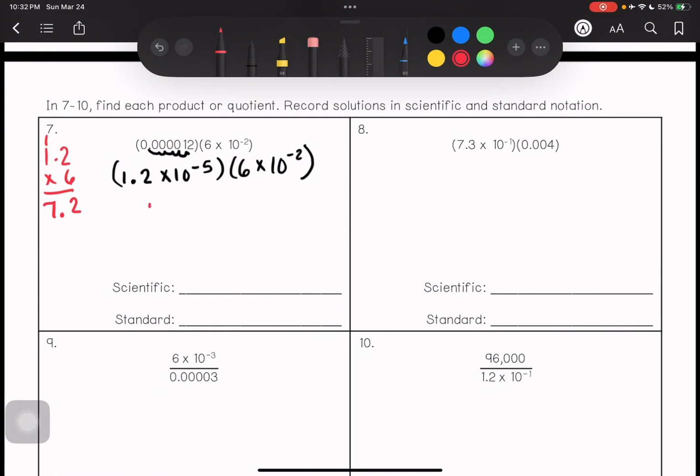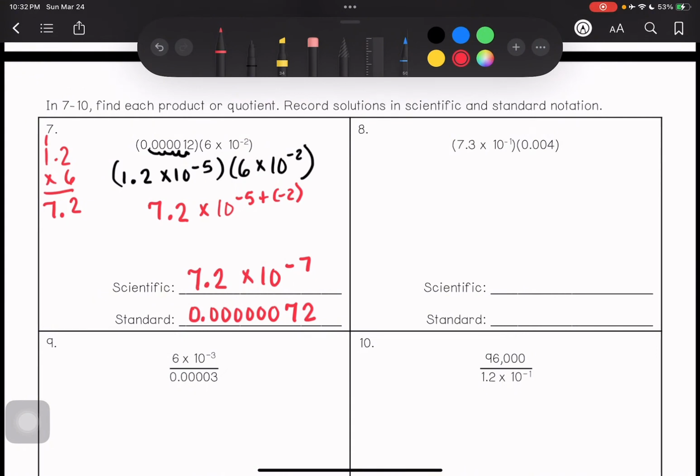So that's 7 and 2 tenths times 10 to the negative 5 plus a negative 2. So in scientific notation, it's 7 and 2 tenths times 10 to the negative 7. And in standard form, that negative tells me I have to move the decimal 7 times to the left. So I have a total of 6 zeros: 1, 2, 3, 4, 5, 6, and then 7, 2.